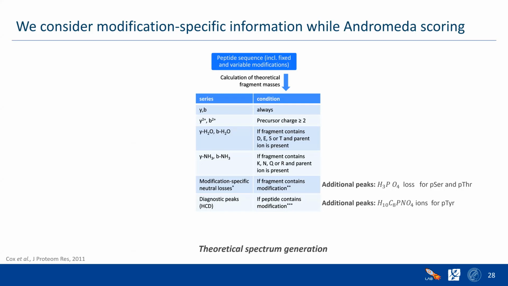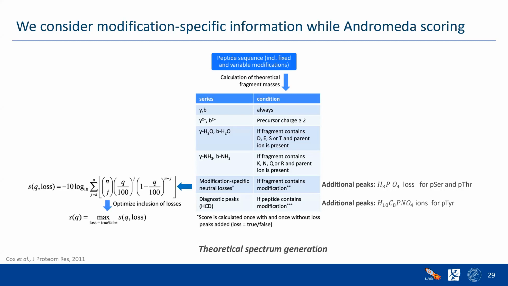Based on your modified peptides, in this case we changed the algorithm based on the phosphorylation event, and we changed the theoretical spectrum generation. Here you see a little asterisk saying the score is calculated once with and once without the loss peaks added. Because we are not sure if these losses are there, we calculate the Andromeda score when the theoretical spectrum contains these neutral losses, and then the same score without the neutral losses added. From these two, we take the maximum, and we report this on the PSM, the peptide spectrum match level.